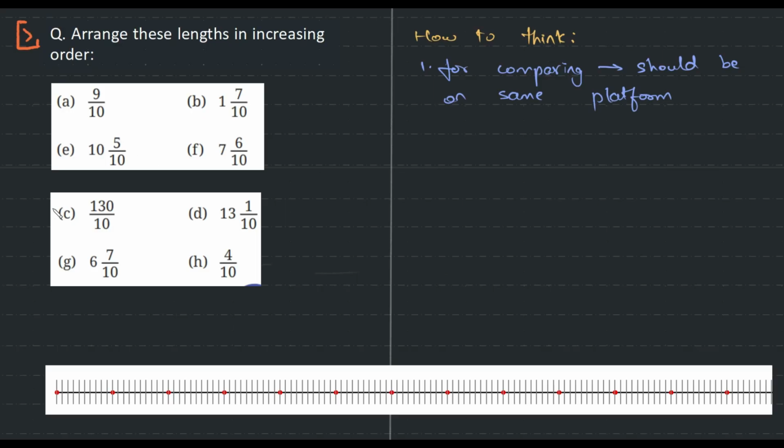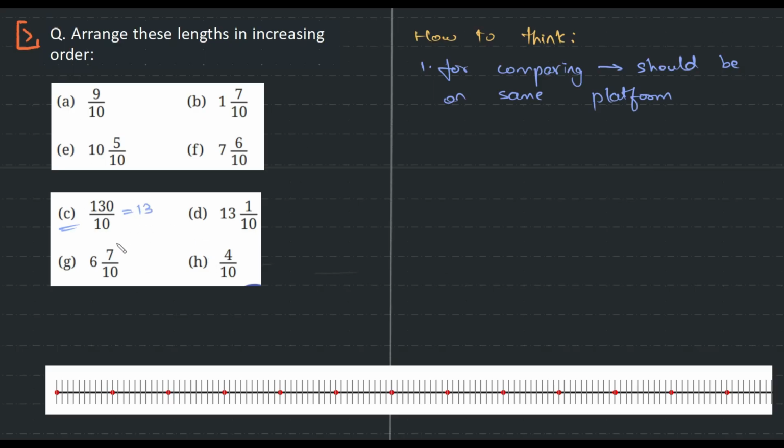It means that I should not have things which are like this. C is in improper fraction. Everything else is in mixed fraction. So C is in improper fraction. So let me convert that. 130 divided by 10 is 13. Okay. Now everything is in either proper fraction or just integer.